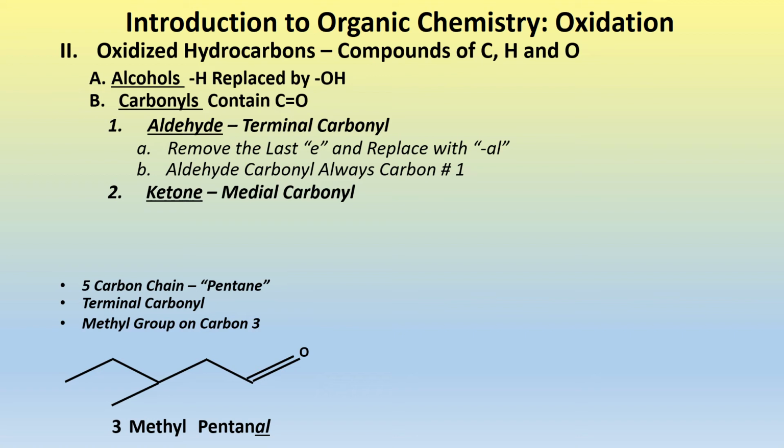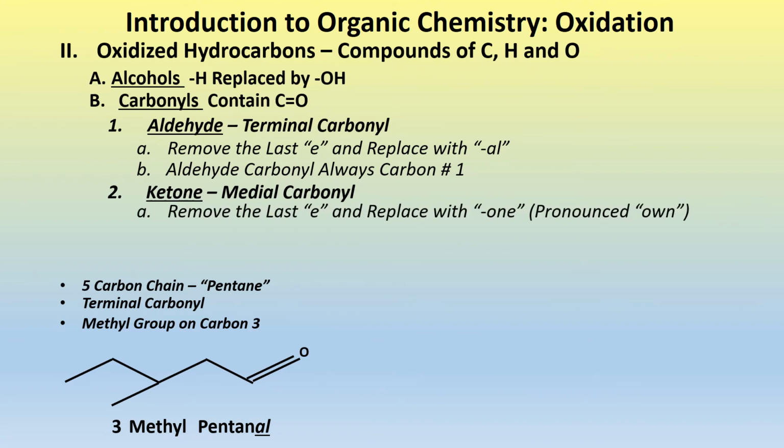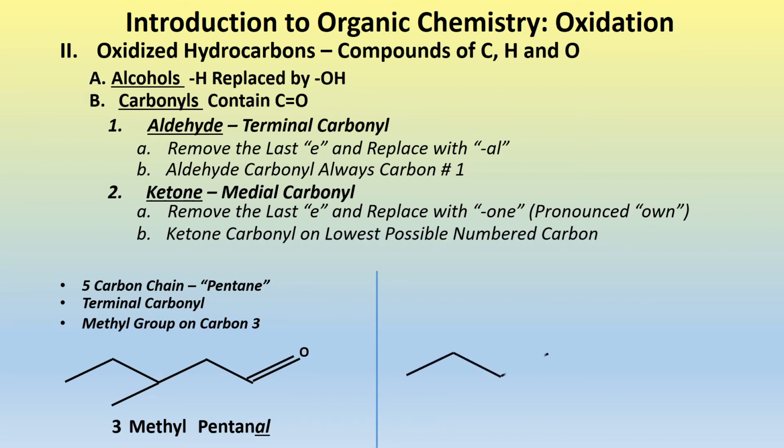Besides being on the end, you could have a ketone, where the carbonyl group is someplace in the middle of the carbon chain. Once again, we remove the last E from the name of the molecule, and this time replace it with O-N-E, pronounced own. The ketone carbonyl is always placed on the lowest possible numbered carbon.